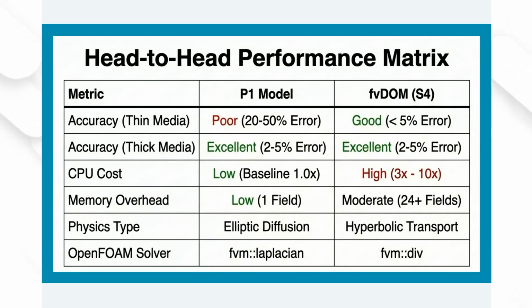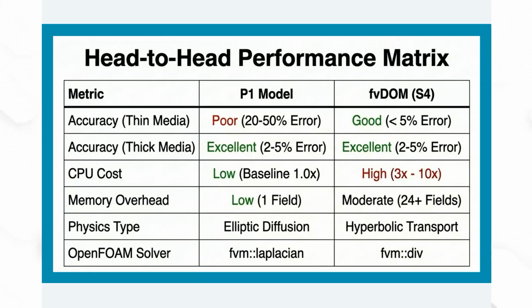Memory overhead: P1 solves for just one field, incident radiation G, whereas FVDOM will require 24 plus fields, one for every angle in your S4 quadrature. So if you are limited by memory, on your cluster or on your workstation, FVDOM might crash your particular node there.